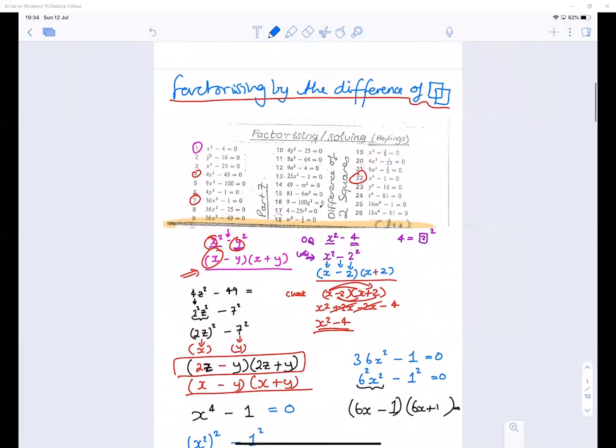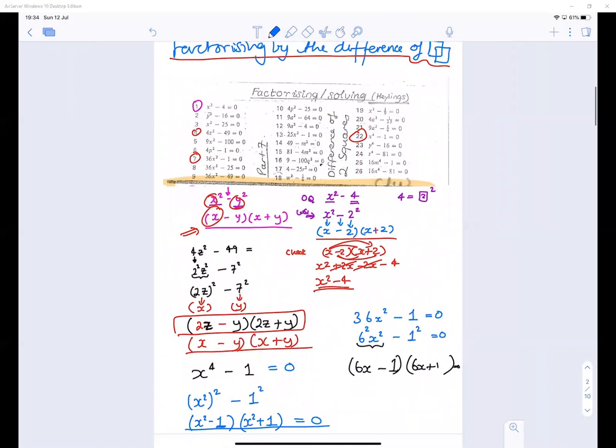So they're asking us just to factorize them. If you had to solve them, that'd be one extra level where you've got to make the brackets equal to 0.